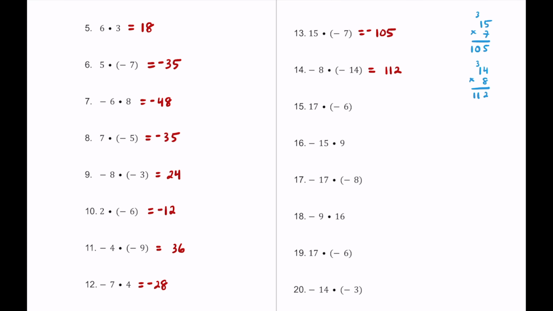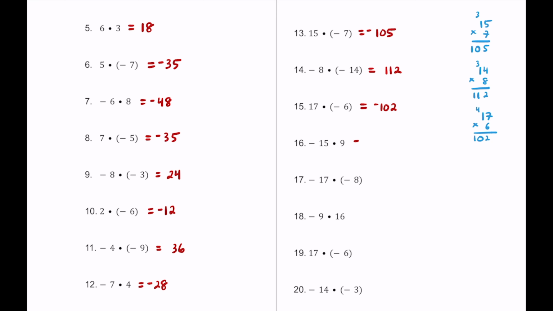For number 15, let's see, we have 17 times negative 6. So we have a positive times a negative here. So 17 times 6, just multiply their absolute values. 7 times 6 is 42, carry the 4. 6 times 1 is 6 plus 4 is going to be 10, so that's 102. And this is going to be negative 102 just because we have one opposite sign here.